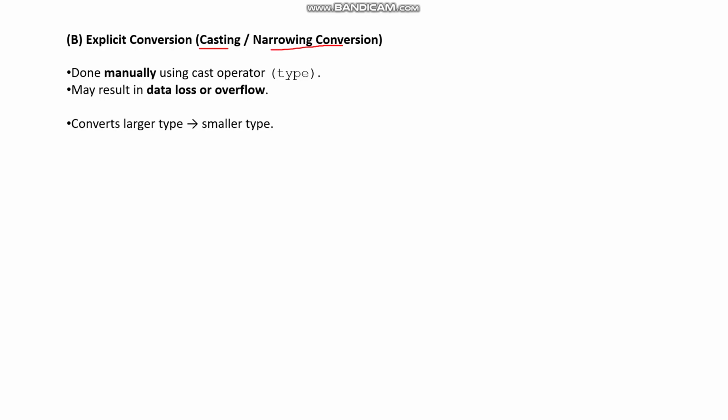Here, this is done by the casting operator. We write the corresponding type in the brackets. It may result in data loss or overflow. Why? Because we are converting a high, large type of data into a smaller type. Whenever we are converting a higher type to a lower type, automatically the data can be lost. We convert the large type to a smaller type.